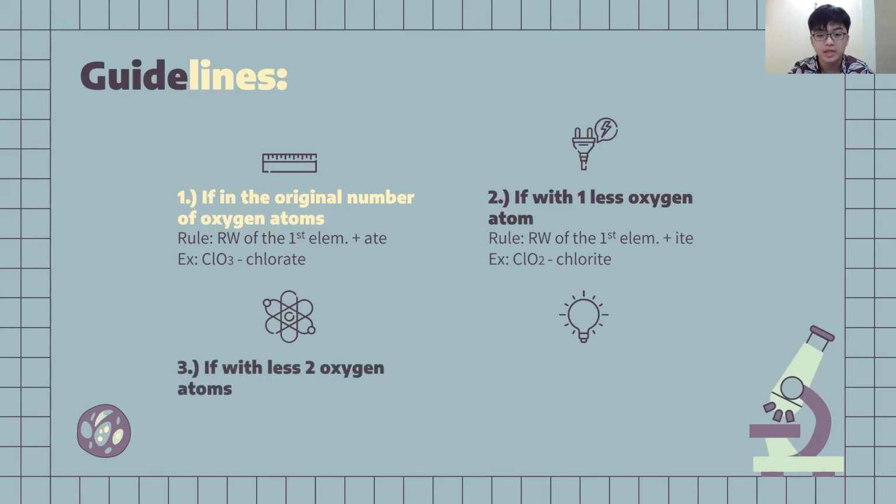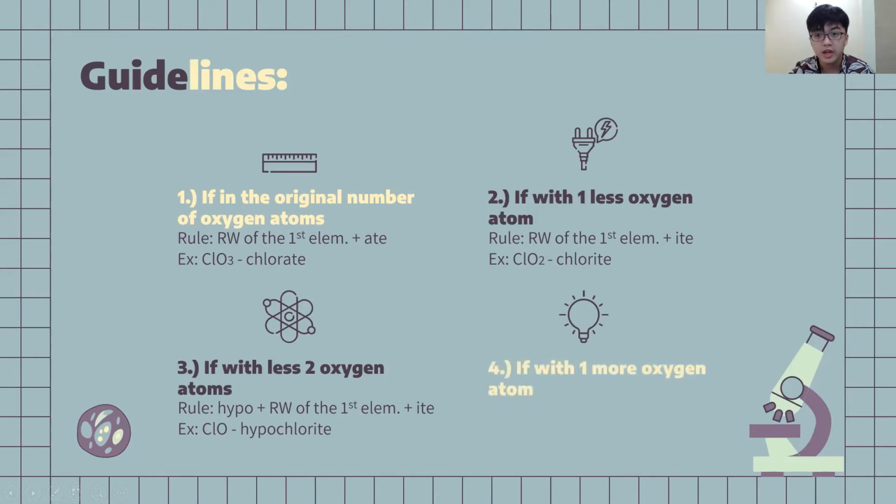Next, we have if with less 2 oxygen atoms. The rule is hypo plus the root word and then plus I. So for ClO, the original is ClO3. Right here is only ClO, so it is with less 2 oxygen atoms. So hypo plus chlorine plus I will make it hypochlorite.